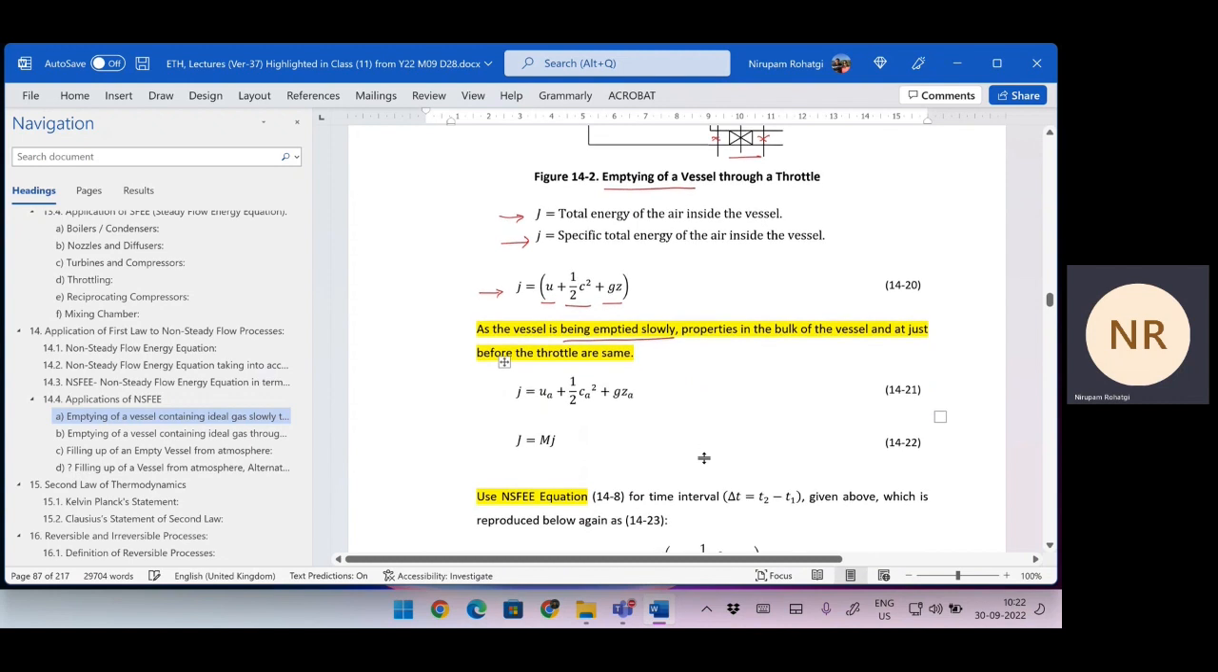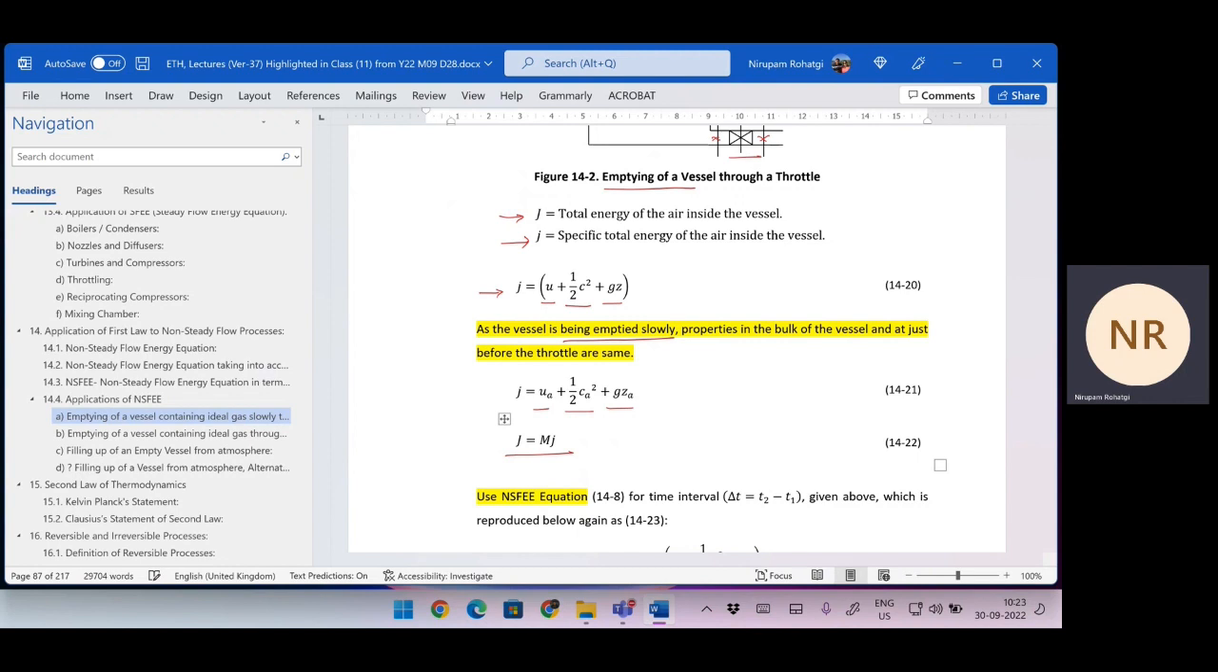Okay, and this is why, because it is being emptied very slowly, so all the properties will be uniform in J. So this is another assumption we have made. So J is equal to UA plus half CA squared plus gZ, and J is equal to MJ. So the properties at point A are the same as the properties of the whole system. This is one assumption we are making, and it will be true if the process is slow. That means it should be a quasi-static process, a very slow process.